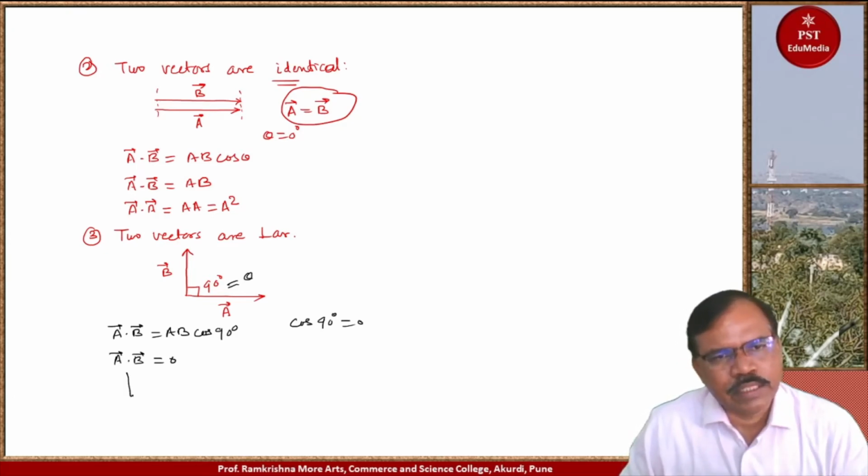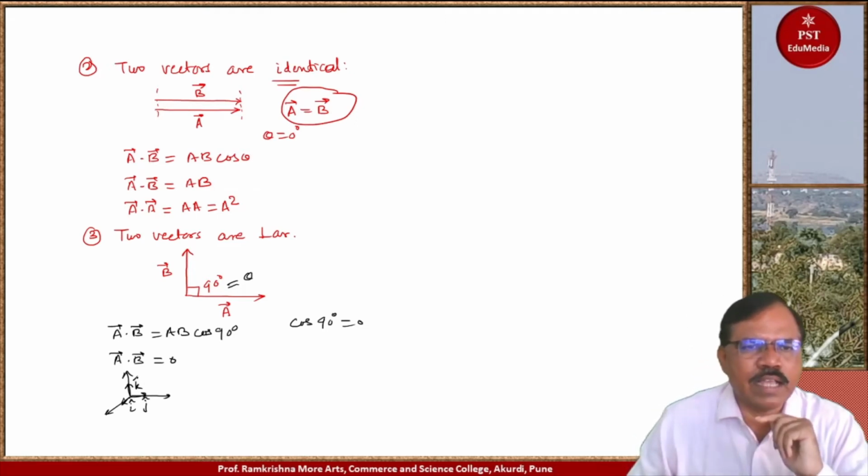Now we have seen in the three-dimensional Cartesian coordinate system, we have unit vector i, unit vector j, and unit vector k. They are along the X, Y, Z axis.